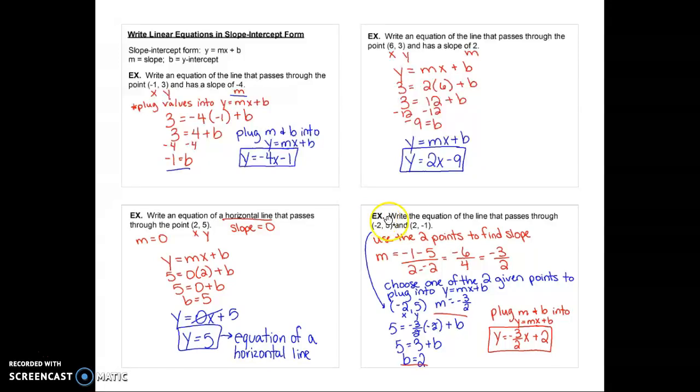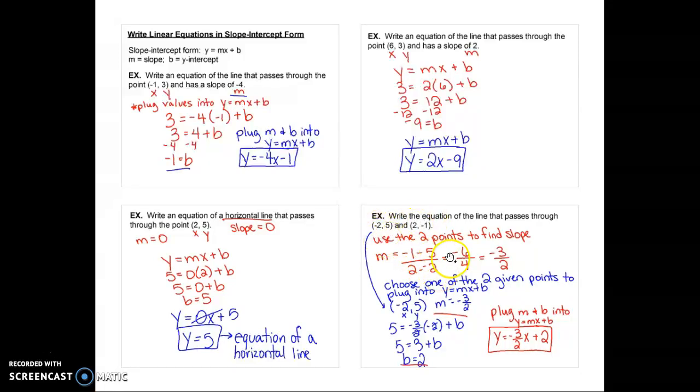So because I don't know a slope yet, your first step here, if you're given 2 points, is to find the slope, so that then you can complete the rest of the equation the same way we did in the last 3 examples. So the first step you're going to do is take your 2 points and calculate the slope. So remember, your slope is equal to your y2 minus y1, so in this case -1 minus 5, over your x2 minus x1, so a 2 minus a -2.